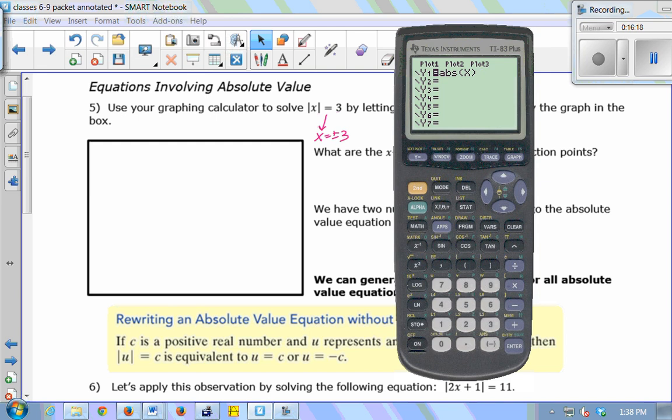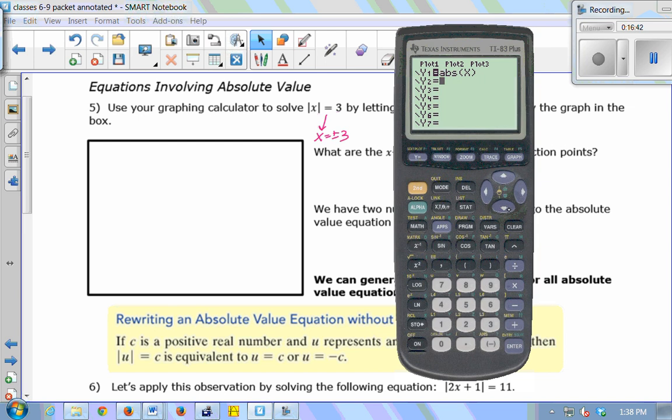Some of the newer TIs actually have the notation. When you choose absolute value, you'll get absolute value bars. Just put an x inside. Math button. Then go to the number menu. You have to use the right arrow to get to the number menu. Option 1 is absolute value.